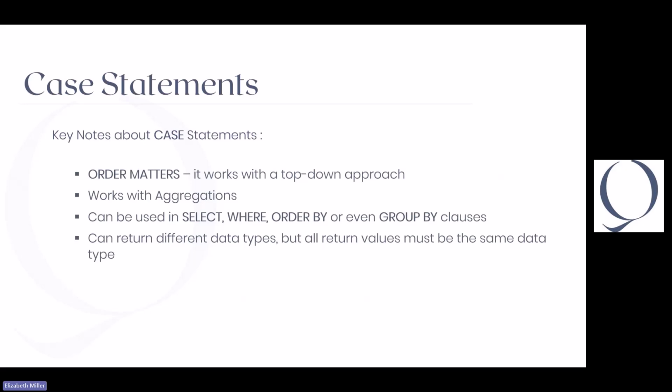And then you can return different data types, meaning you can return text or number or decimal or whatever, but all your return values have to be the same. So when you say when, then, everything in your thens has to be the same. You can't say when the word is red, return 1, and then when it's blue, return green. It has to be all the same data types. You have to have all numbers as a return or all text as a return. You can't mix them in the thens.